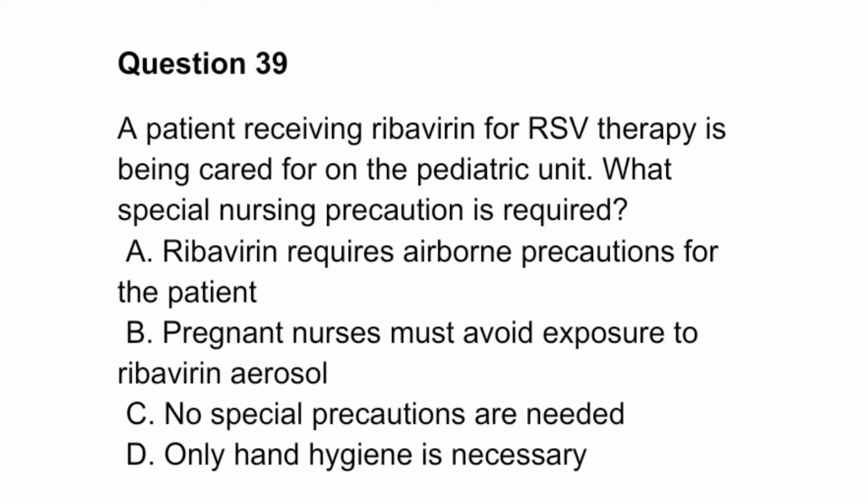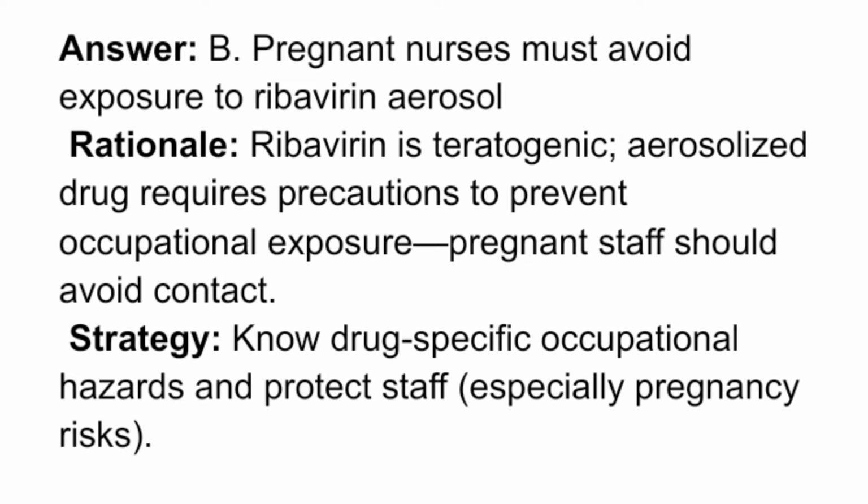A patient receiving ribavirin for RSV therapy is being cared for on the pediatric unit. What special nursing precaution is required? A. Ribavirin requires airborne precautions for the patient. B. Pregnant nurses must avoid exposure to ribavirin aerosol. C. No special precautions are needed. D. Only hand hygiene is necessary. Answer: B. Pregnant nurses must avoid exposure to ribavirin aerosol.